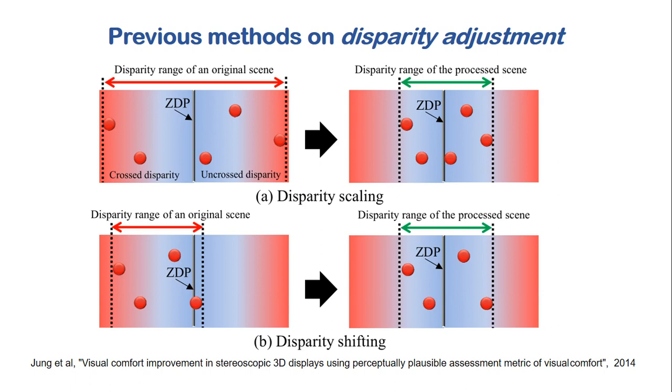On the other hand, the disparity shifting methods improve the visual comfort by moving the zero disparity plane of the original scene. Its main advantages are low computational complexity due to its simple rendering process and no rendering artifacts in the processed images.